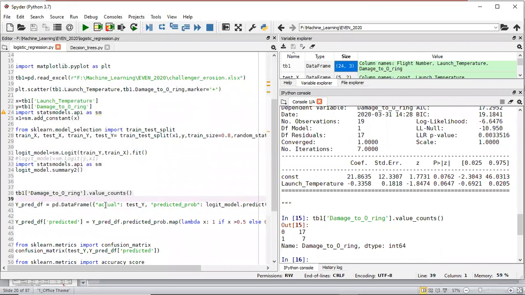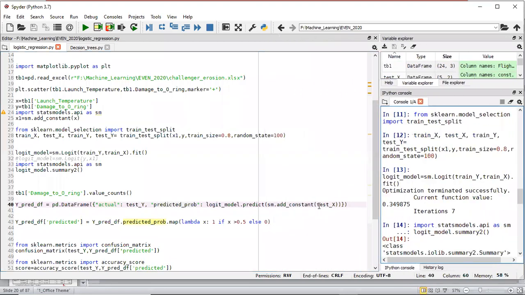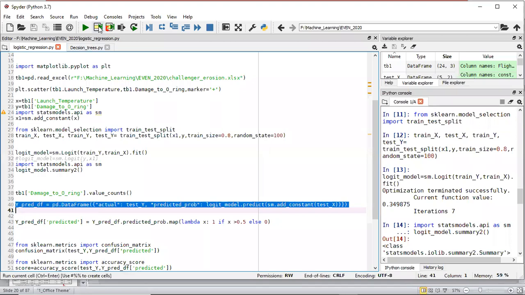Now, we have already developed a model here. Using that model, we are trying to find the value of y for my test x. So test x is my input now. For that test x, what is the y I am getting? I'll just run this and we'll see.